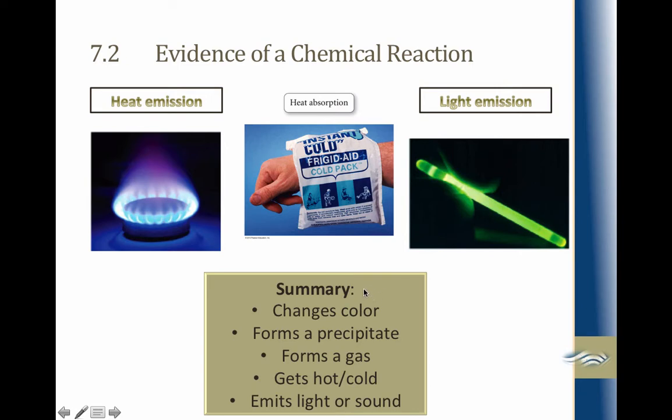So to summarize, when we do our lab in this unit, you're going to be asked, did a chemical reaction occur? Did the atoms rearrange? And the indicators of this would be color change, formation of a precipitate, which is what we call the solid, formation of a gas, whether it gets hot or cold, and if it gives off light or sound.